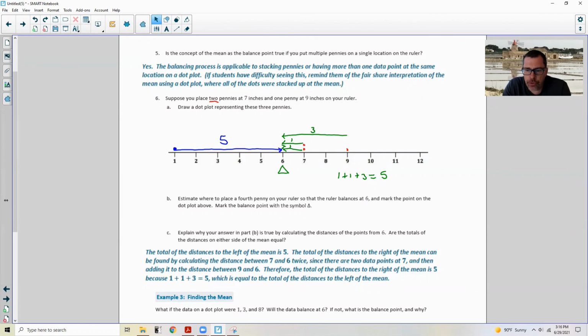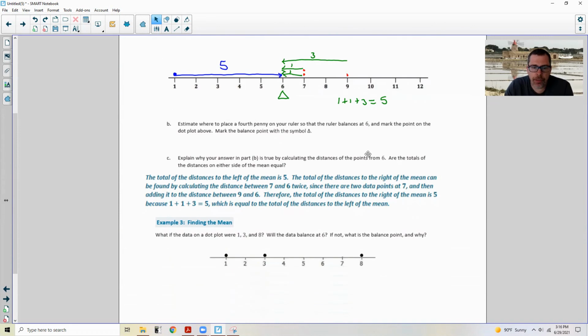And since there are 2 data points at 7, then adding it to the distance between 9 and 6. Therefore, the total of the distances to the right of the mean is 5, because 1 plus 3 equals 5, which is equal to the total of the distances to the left of the mean.